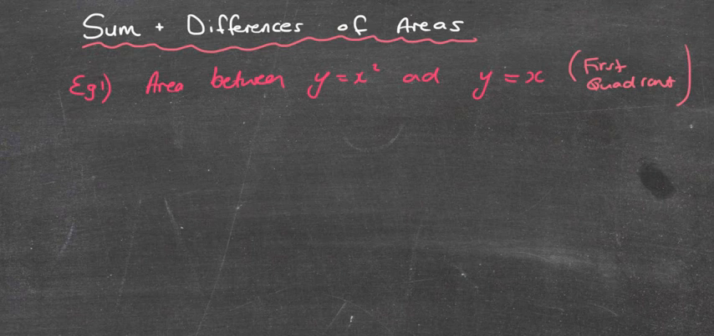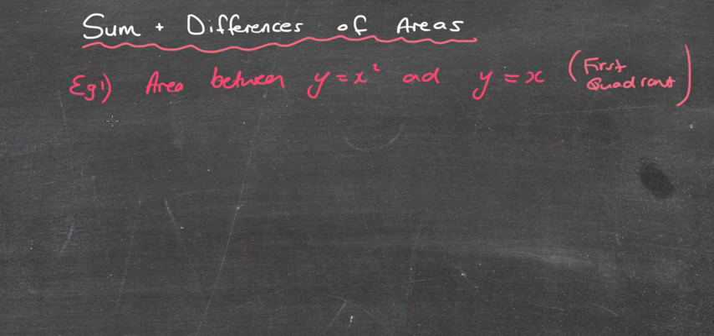We are going to be looking at the sum and differences of areas. So far we've looked at the areas between a curve and the x-axis, a curve and the y-axis. So we could look at those sorts of things, but also we can possibly look at the area between two different curves. So there's going to be a variety of different types of questions.